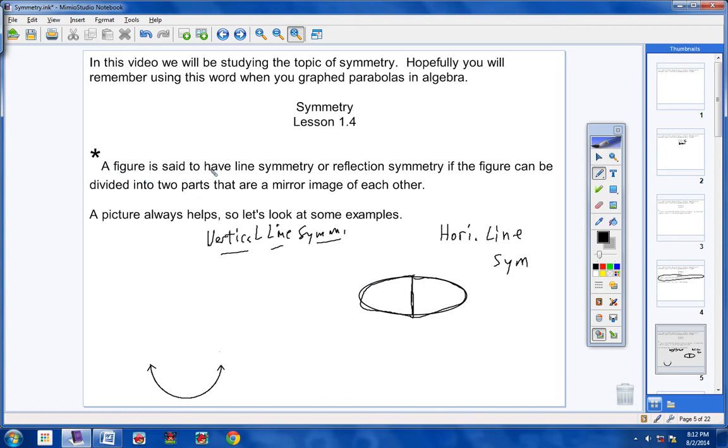A figure is said to have line symmetry or reflection symmetry if the figure can be divided into two parts that are a mirror image of each other, okay?